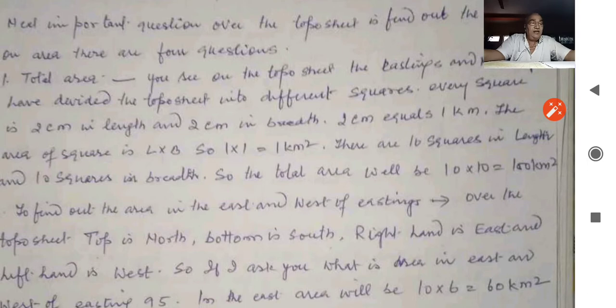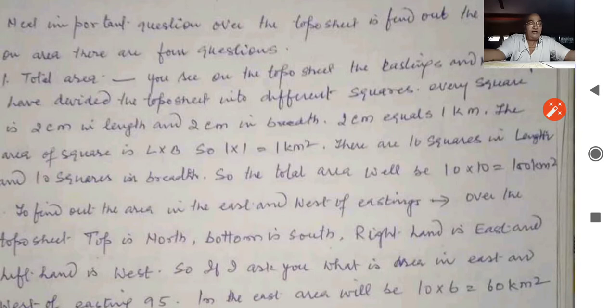The area of a square is length into breadth. So 1 into 1 equals 1 kilometer square. There are 10 squares in length and 10 squares in breadth. So the total area will be 10 into 10 equals 100 kilometer square.